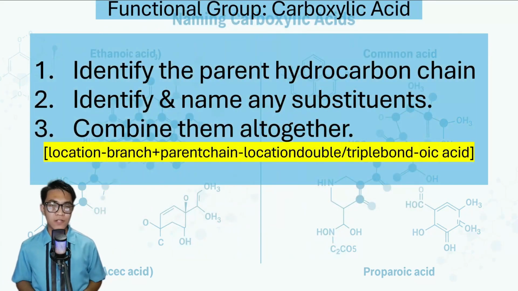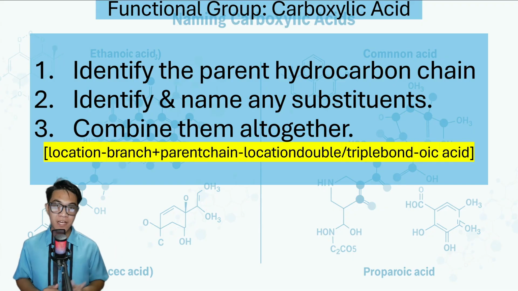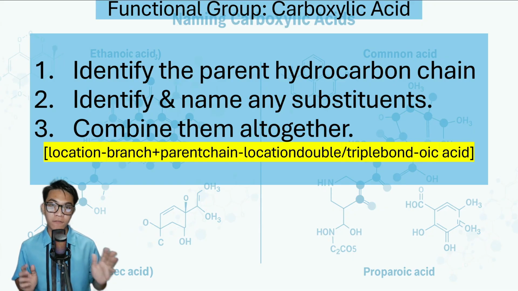So naming carboxylic acid is just the same as naming other functional groups in organic chemistry. We use the same format that we have here highlighted in the yellow color. So that's the same format that we use, but the only difference is that we have the suffix of oic acid. So let's get another example to apply these rules that we'll be following in naming for the IUPAC nomenclature of carboxylic acid.